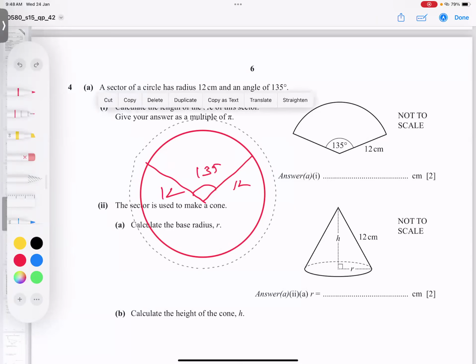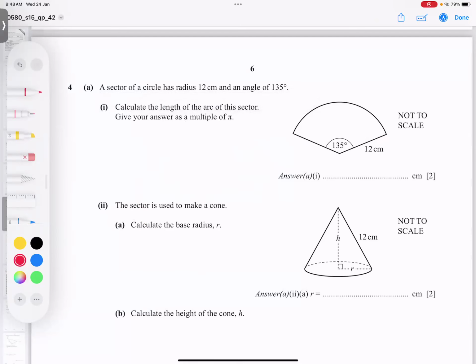So what he's saying here, listen carefully. He said find the arc length of the sector. Where is the arc length? This is called arc length, okay? And we have a formula for arc length: theta by 360 degrees times 2 pi r. So now theta is 135 and radius is 12. So I mean 135 over 360 degrees times 2 pi times 12.